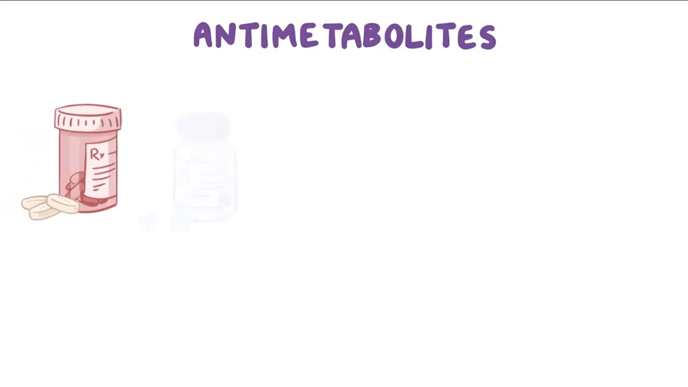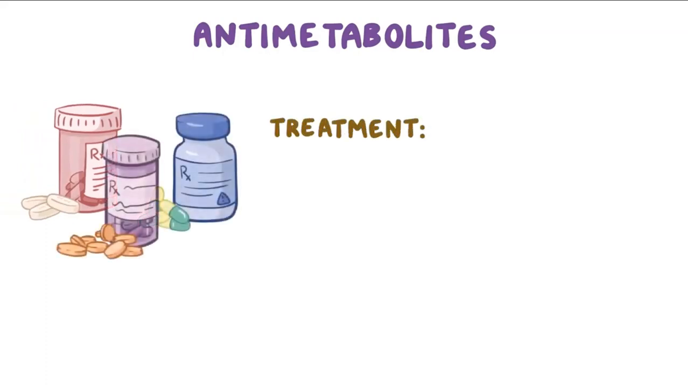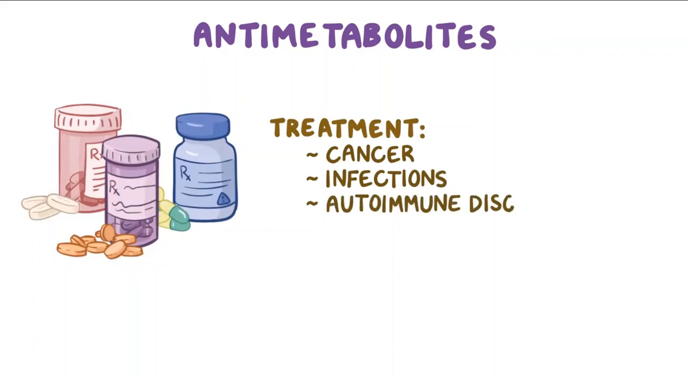Antimetabolites are a diverse group of medications that are used for the treatment of various conditions, including cancer, infections, and autoimmune disorders. In this video, we are focusing on the antimetabolites used in cancer treatment.